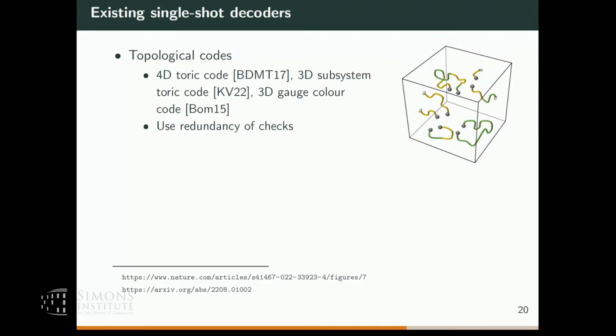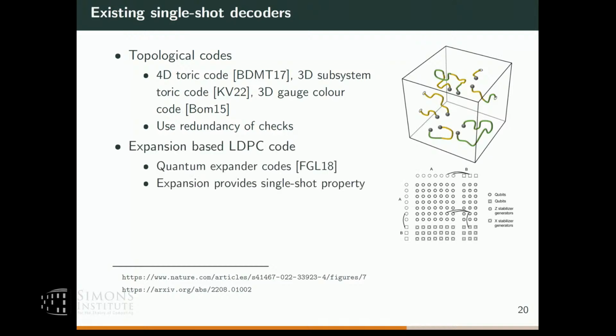Okay, and for topological codes, a lot of the time it was considered in the stochastic setting. But there's another type of code, like these quantum expander codes, that were also proven to be single-shot. And here there's not necessarily any redundancies in the checks, but the single-shot property comes from the expansion of the code. This is also the property that we're using to prove single-shot in these good quantum LDPC codes. And for these quantum expander codes, it was proven in both the stochastic and the adversarial scenarios.